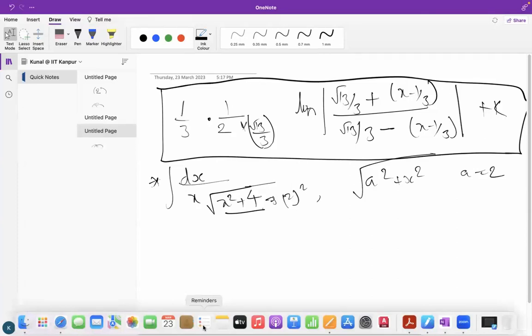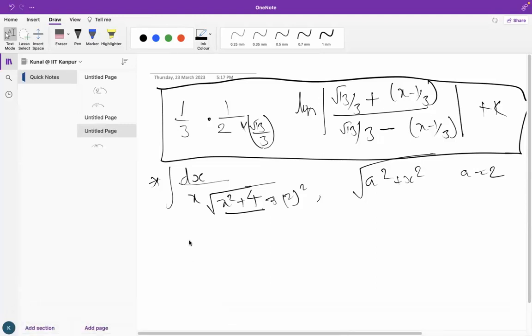And we know that when the function is of the form a square plus x square, we try to substitute x as a tan theta. So try to substitute here: x is equal to 2 tan theta. Basically, our a value is 2. So what we do here is a substitution. And what is our substitution? Our substitution looks like x is equal to a tan theta.